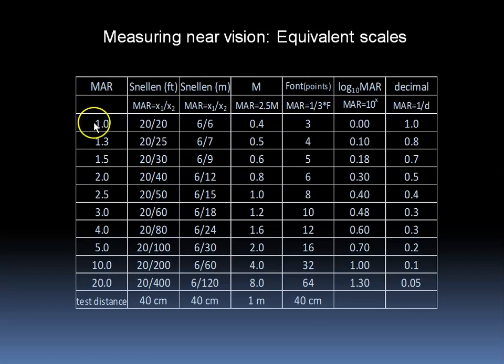If the MAR were double, in other words, vision were half as good, so that the minimum angle of resolution is 2 minutes of arc, the vision would be 20/40 or 6/12. M would be 0.8 instead of 0.4. The minimum font size would be 6 instead of 3. LogMAR would be 0.3 instead of 0, and the decimal would be 0.5 instead of 1. This 0.5 is sometimes described as 50% of normal vision.